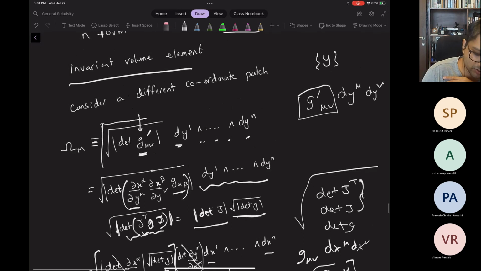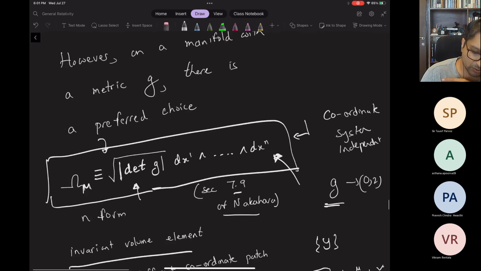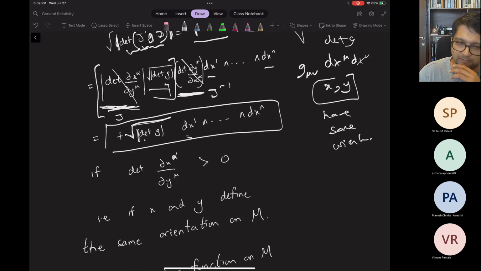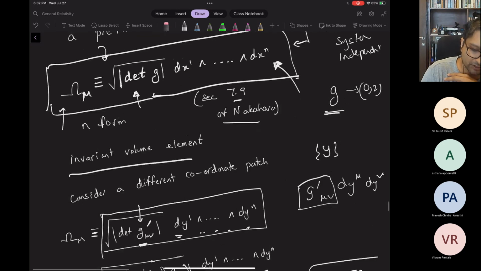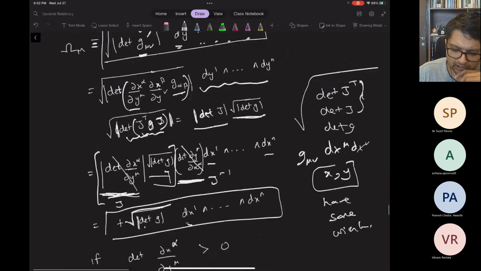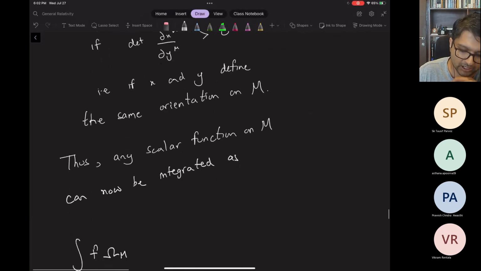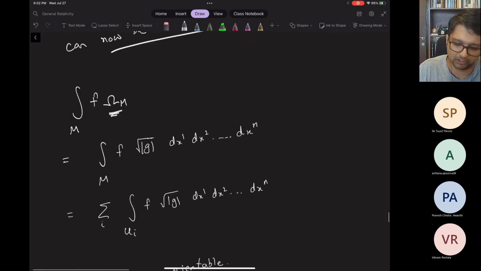So whether I use the rule in the y basis, the rule that I defined above, or whether I use the rule defined in the x basis, I would have got the same result. That's why this definition of this n-form is actually independent of my coordinate system. It's a preferred n-form for volume integration on an orientable manifold. So any scalar function on M can now be integrated using this volume form. You can write something like an integration over the manifold of f times the square root of the determinant of g, times dx1 wedge dx2 wedge ... dxn.